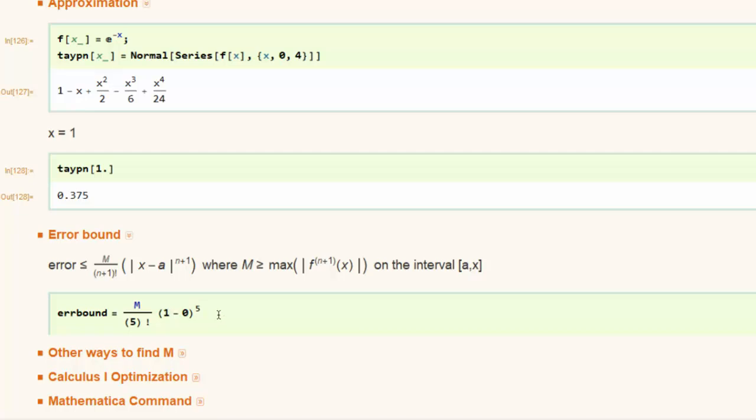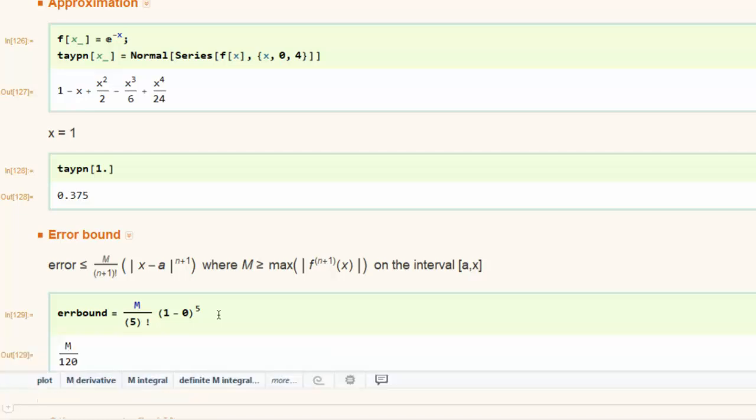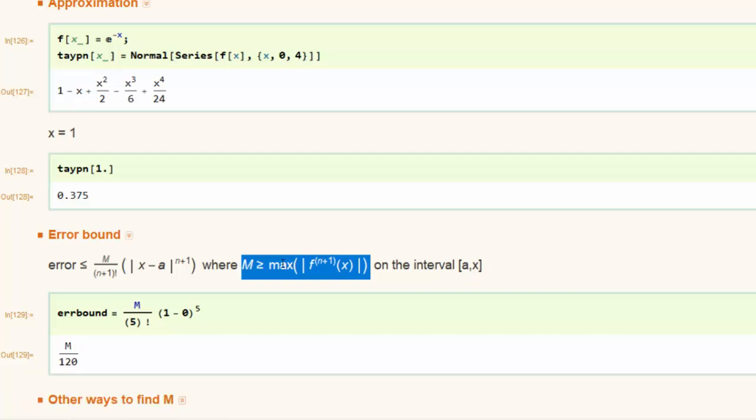So we plug all these values into our error bound, and we get the simplified statement of M over 120. So we're told that the error has to be less than this number as long as we choose a value for M that is greater than or equal to the maximum value of the n plus 1 derivative on the interval from a to x. So in our specific example, we need to choose a value that's bigger than the maximum value of the 5th derivative on the interval from 0 to 1.